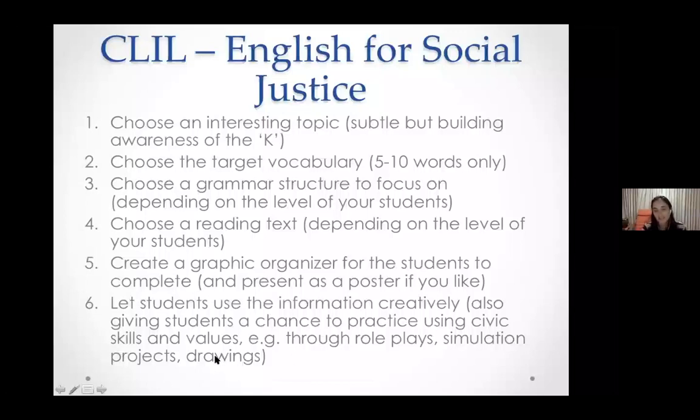And then finally, you end the lesson with a creative output. So again, they're building up their creativity with every lesson. They're either doing role plays, or they're doing simulation projects where they build something and then maybe present it. And then also possibly they could draw their feelings about values or something like that. You know, what does a beautiful, prosperous world look like? They draw that, something like that. Okay.